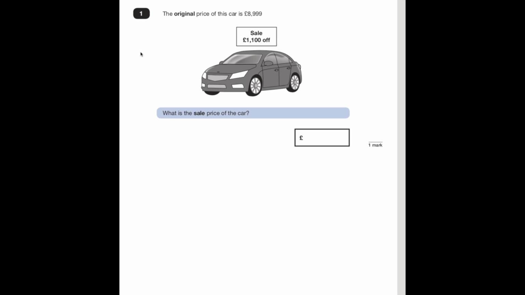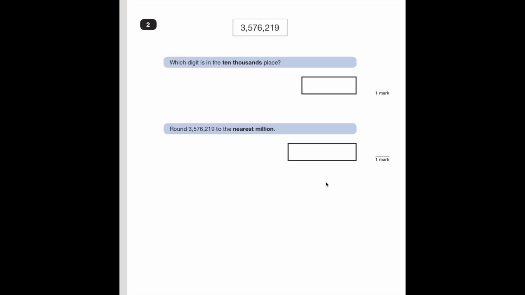Okay, number one, the original price of this car is £8,999 and there's now a sale on, £1,100 off. What is the sale price of the car? This is just simple place value. Just look at the thousands column. You shouldn't need to do any working out. 1,000 is being subtracted and 100 is being subtracted. So we're going to take 1 from the thousands and 1 from the hundreds and leave the rest the same. So it would be 7,899.